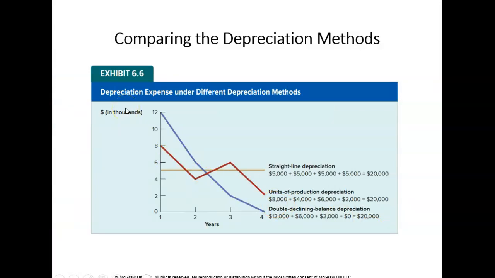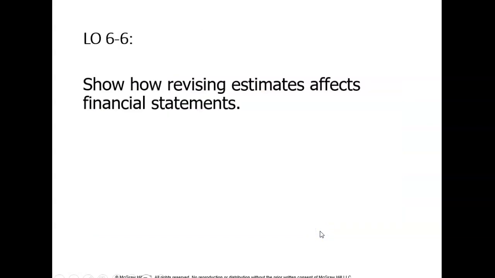Okay, so here is a comparison of all three methods. You see with the straight line method, it's equal. It's 5,000 each year. With double declining, you expense a greater amount in the earlier years and a smaller amount as the asset becomes older. Units of production is based upon the use of the asset, which can go up and down. But again, you notice that with all three methods, at the end of 4 years, the total amount of expense still equals that $20,000.